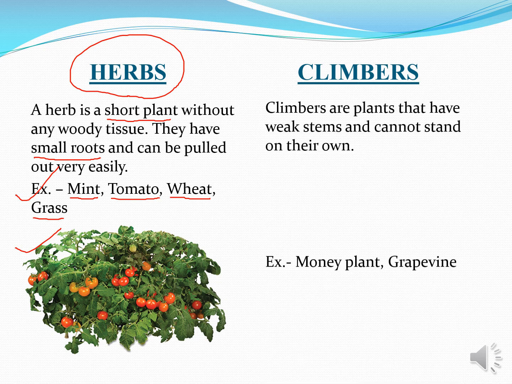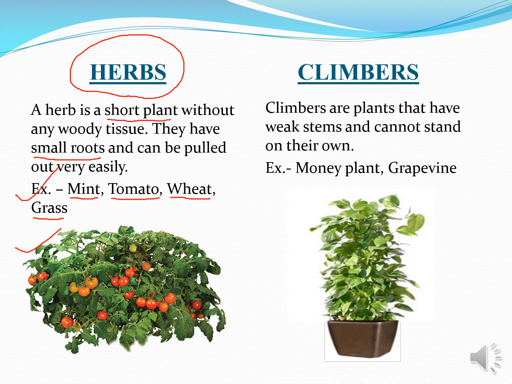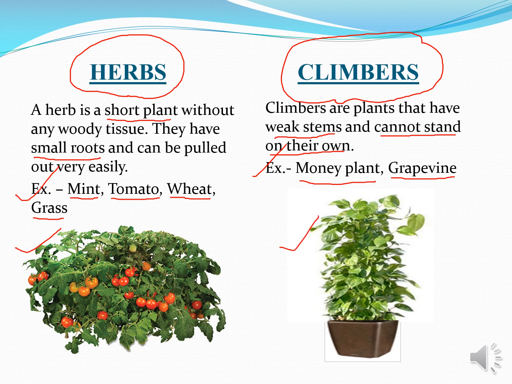Next is climbers. Climbers are plants that have weak stems and cannot stand on their own. What do they need, children? They need a support to climb up. Without a support, they cannot stand straight. The examples of climbers are money plant, grapevine. All these are examples of climbers.